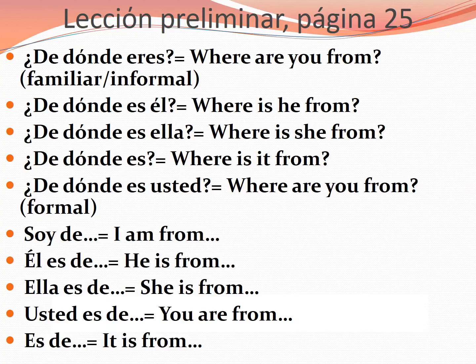Soy de blank. I am from blank. Él es de blank. He is from blank. Ella es de blank. She is from blank. Usted es de blank. You are from blank. Es de blank. It is from blank.